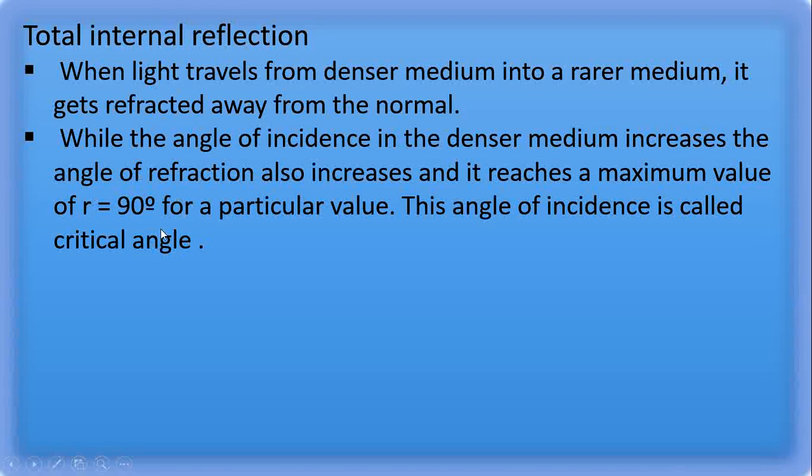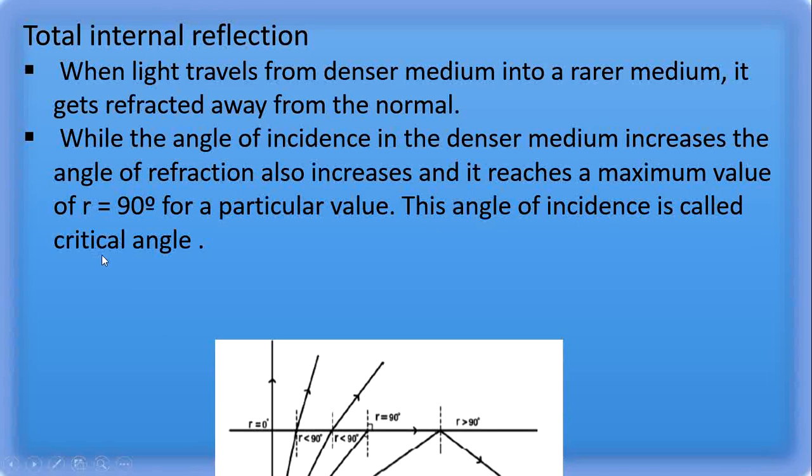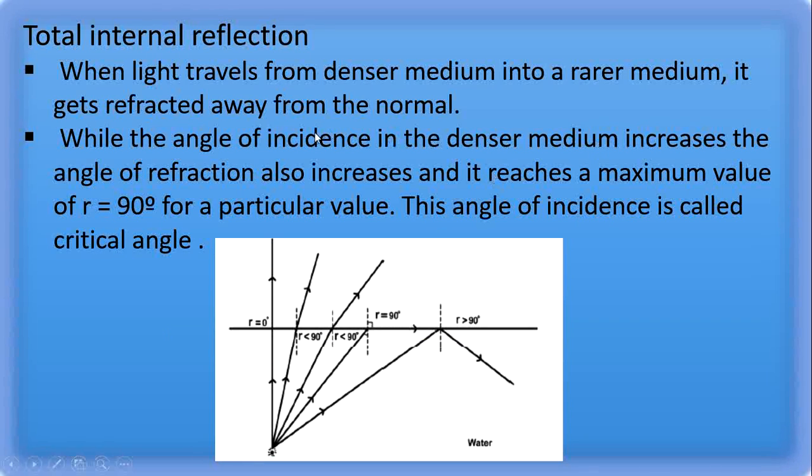So now this angle of incidence is called the critical angle. What is called the critical angle? When the angle of incidence in the denser medium increases, the angle of refraction also increases and it reaches a maximum value of r equal to 90 degrees. For a particular value, this angle of incidence is called the critical angle.